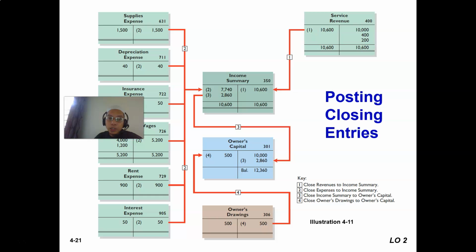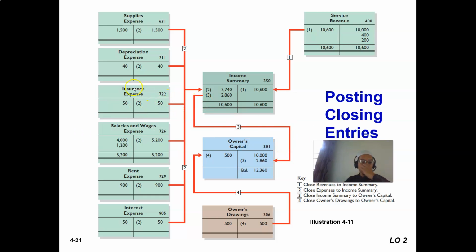Okay, and it is summarized through this illustration. These are the accounts. This is the service revenue account and the income summary here. This is the first step, based on the transactions recorded before we close all of our accounts. We have a credit balance of the service revenue of 10,600. To close it, we debit 10,600 and we credit our income summary account of the same amount.